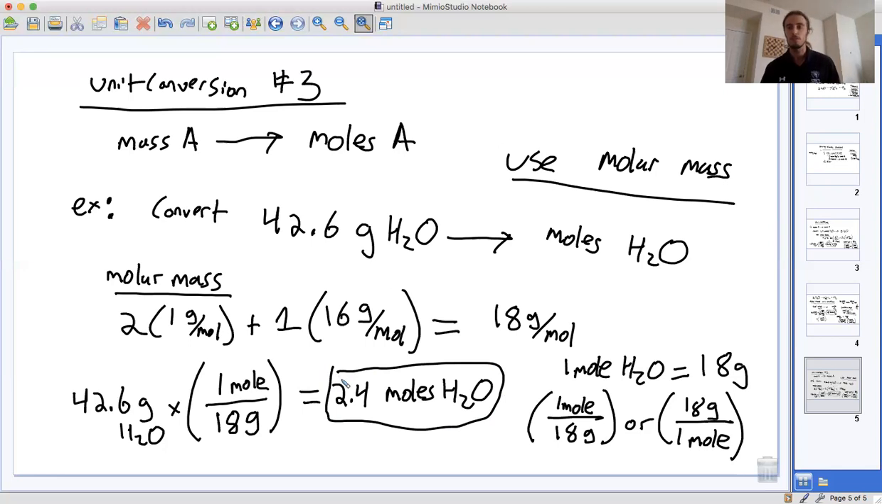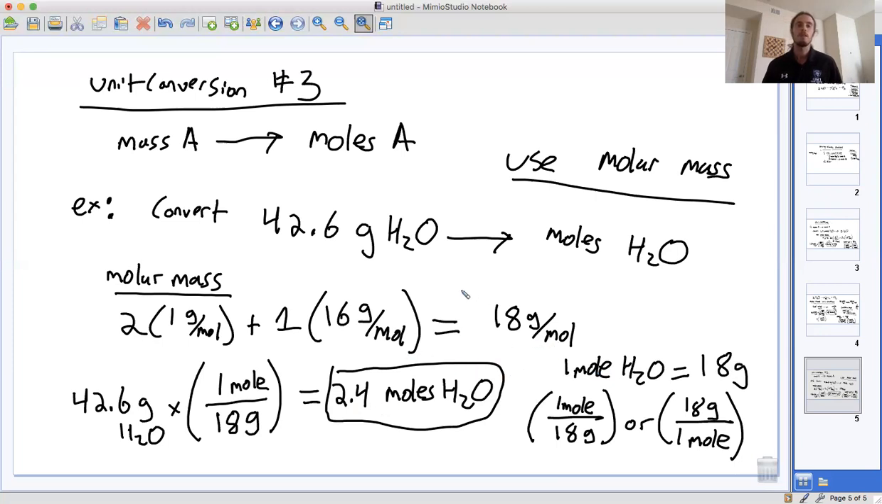Now, we should ask ourselves, does this number make sense? When you finish a problem, or even just a single unit conversion, you always want to ask yourself, does your answer make sense? Let's think about it. If 1 mole has a mass of 18 grams, 42 grams, is that going to be bigger or smaller than 1 mole? Well, 42 grams is bigger than 18, so my answer better be bigger than 1 mole. And yes, it is. 42 is more than twice as big as 18, so my answer should be more than twice as big as 1 mole, and it is. It's bigger than 2. Makes sense.